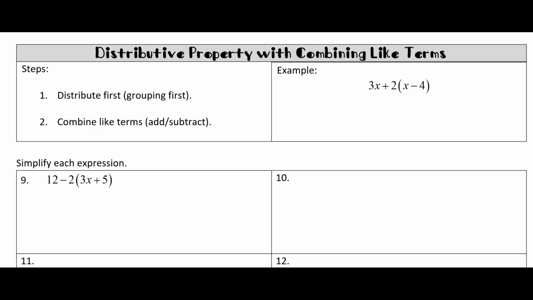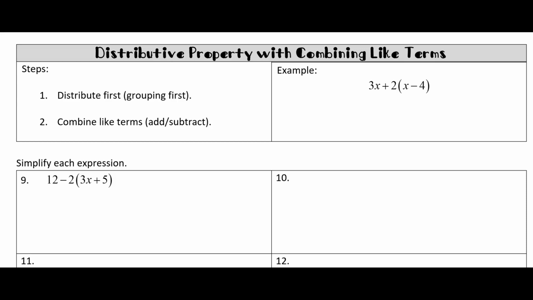Now we're going to actually combine our distributive property with our combining like terms. Two things to remember is that you're following your order of operations. So we would always begin with grouping, which in this case our grouping is also our multiplying, and then we would add or subtract. So that means we're going to distribute first, and then we're going to combine like terms.